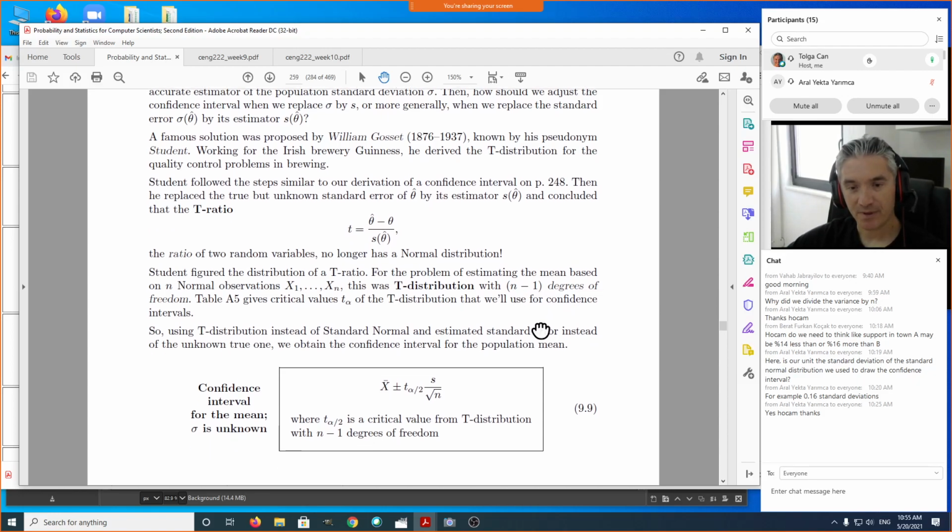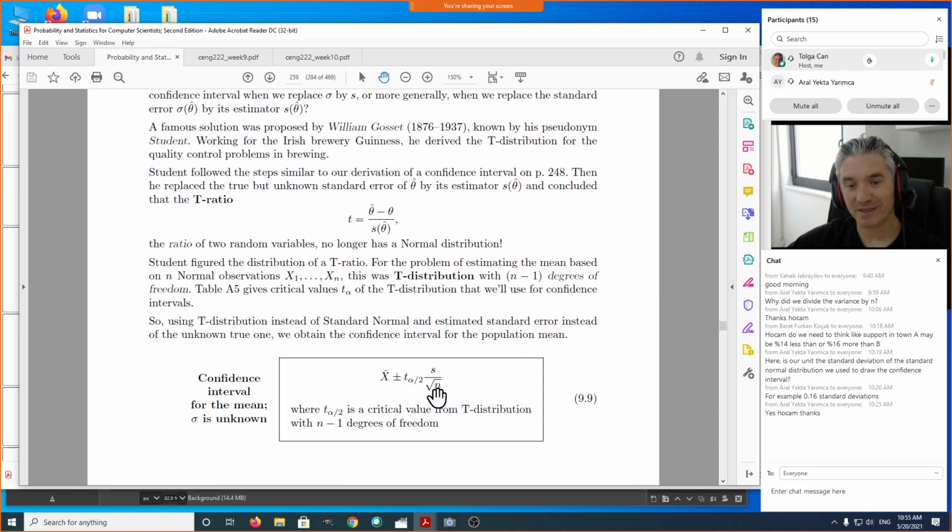So simply, whatever your sample size is and your confidence level, we are going to be looking at a different table, t alpha over 2. If your sample size is n, t alpha over 2 is going to be different for different values of sample size. So based on your sample size, you're going to be looking at a different part in the table.